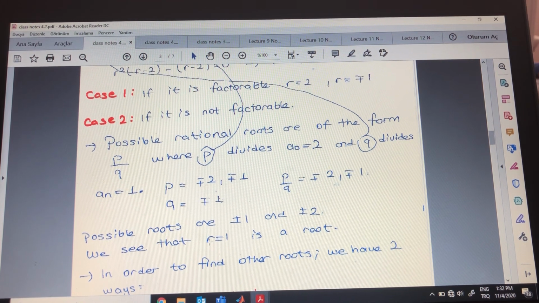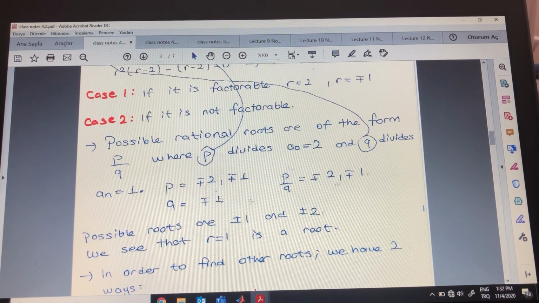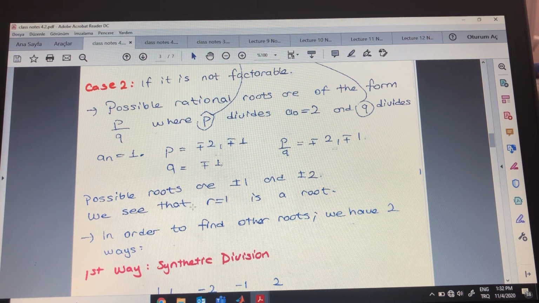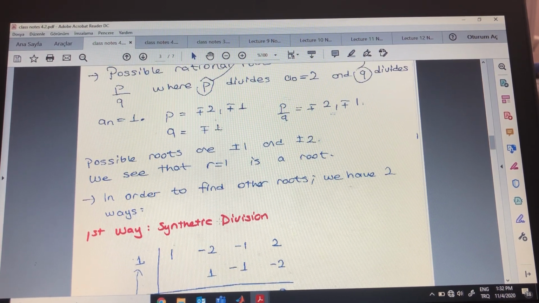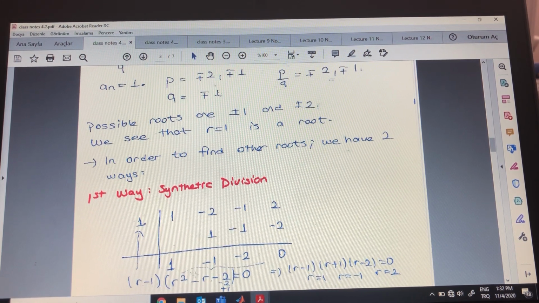Check r equals 1. Once you plug in r equals 1, you will see that this is a root. You know that once you plug in 1 minus 2 minus 1 plus 2, it's going to be 0. So r equals 1 is a root. If r equals 1 is a root, then r minus 1 is your factor, right? And after that, to be able to find the other part, the second order part of your factorization, you can use synthetic division.